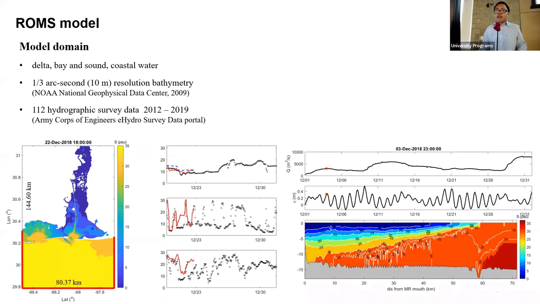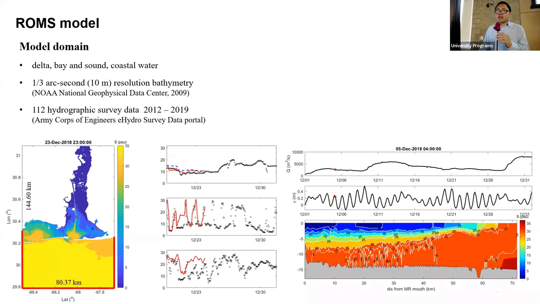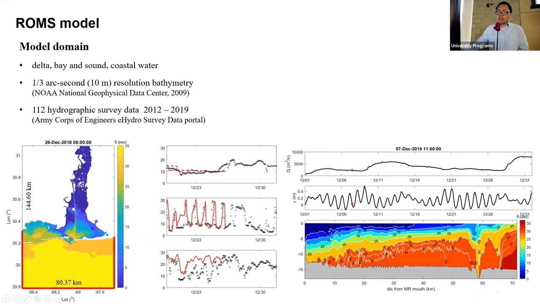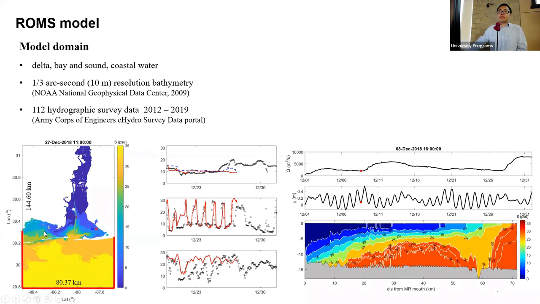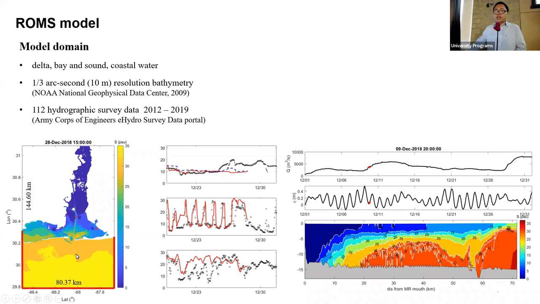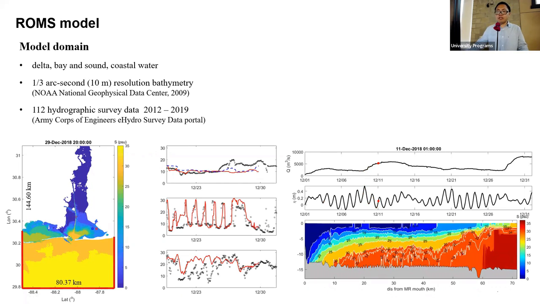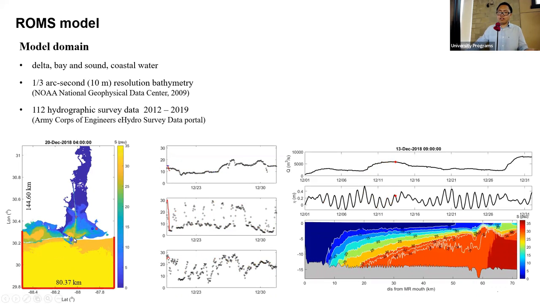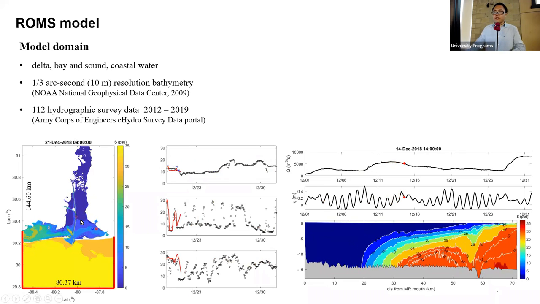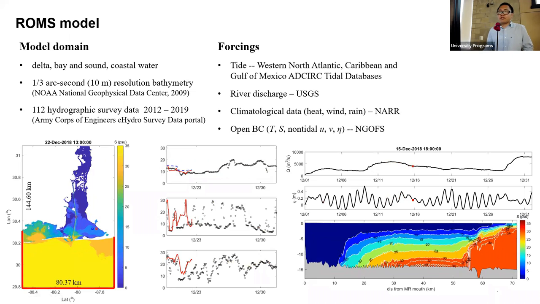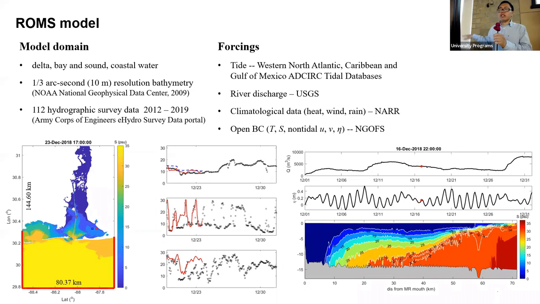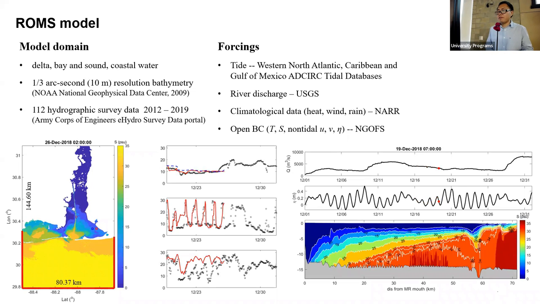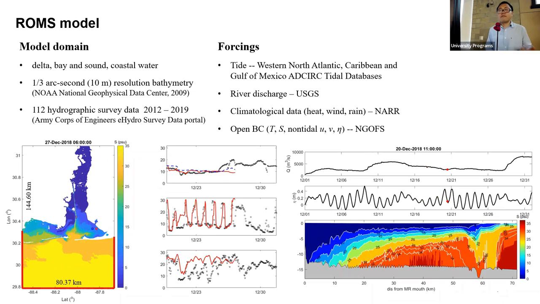In our study we built a high resolution three-dimensional model for Mobile Bay using the Regional Ocean Modeling System, ROMS. In the model we cover the river delta and the entire Mobile Bay, part of the Mississippi Sound, and certain coastal waters. In the model, we use very high resolution imagery data from NOAA and some latest survey data to map the shipping channels, because that's very important in our system. All the realistic forcings are considered in the model to mimic the real case, including the tide, river discharge, and the climate forcing like the heat flux, wind, and precipitation.